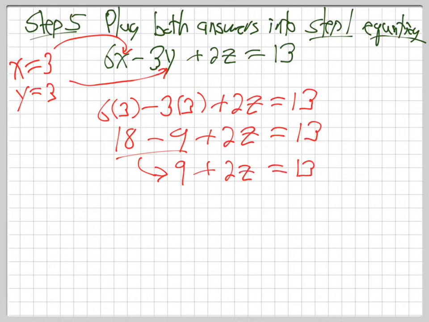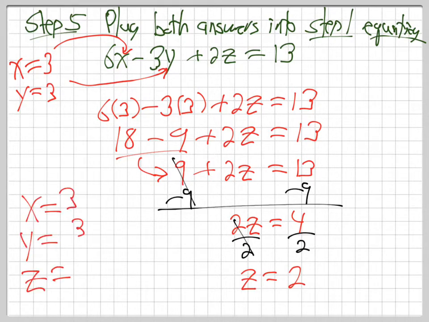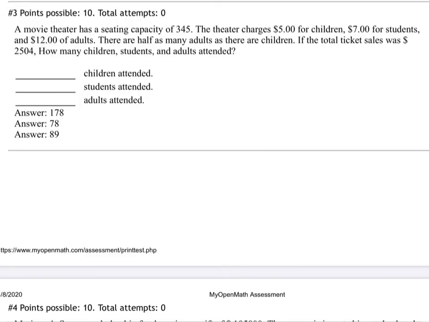Right? And then subtract the 9 from both sides. Z is 4. Last step, divide by 2. Z is 2. So we got all of our answers. X, Y, Z. X and Y are both 3. Z is 2. There we go. Let's go to number 3. Now we're going to word problems.